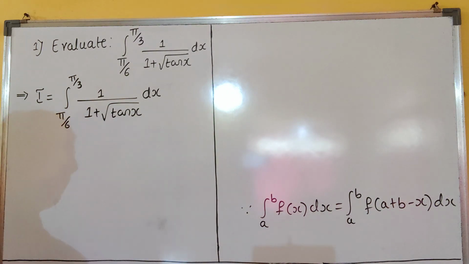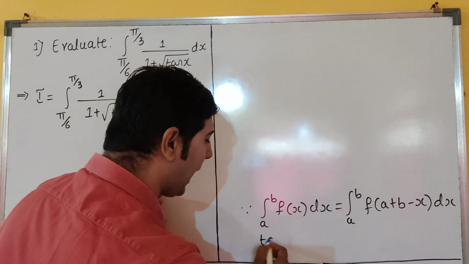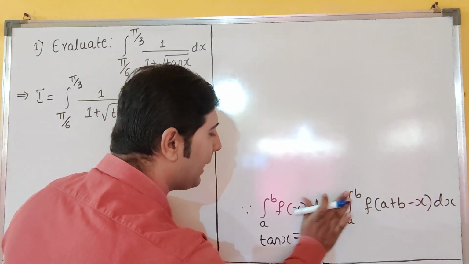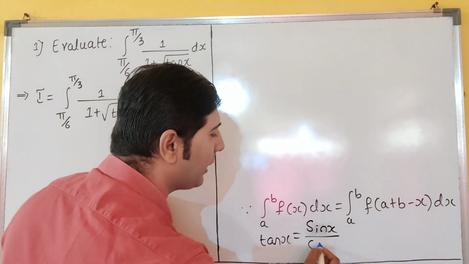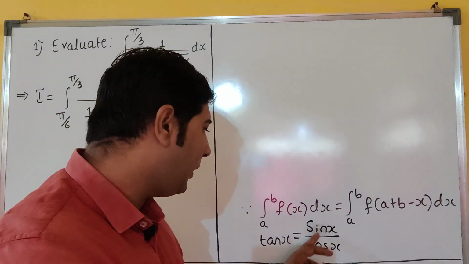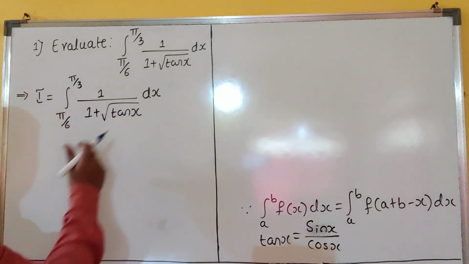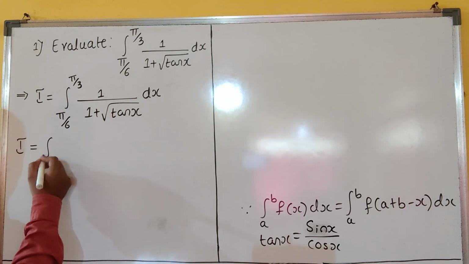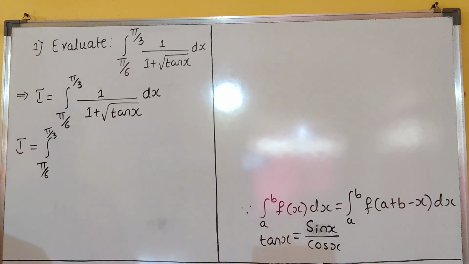Root tan x, you have studied since childhood. Tan x we can write as sin x by cos x, dear students. Tan x is sin by cos. Got it? Here it is root, dear students. So the integration is from pi by 6 to pi by 3.